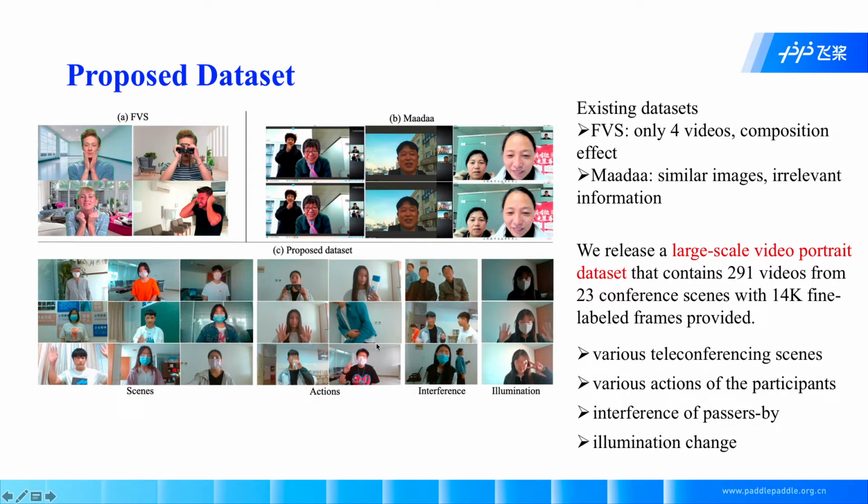So we release a large-scale video portrait segmentation dataset that contains 291 videos from 23 conference scenes with 14,000 finely labeled frames provided. Our dataset has 4 advantages. It contains various scenes, various actions of the participants, interference of passers-by, and illumination change.